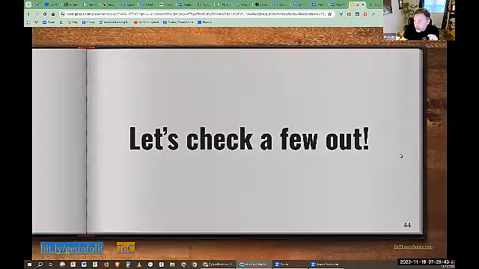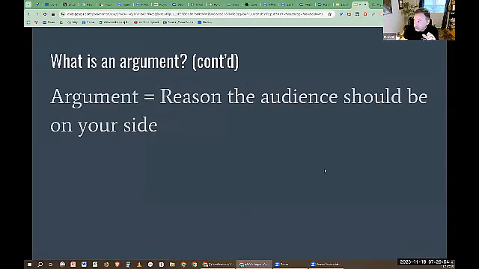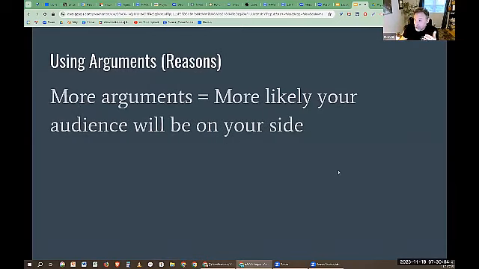So let's check out a couple of lessons here real quick. So this is from lesson 5. And it's logos, the logical arguments, not logos like the things on your TV or on your car or whatever, not like your sport logos. So we had already talked about in previous lessons what arguments are. So this is just a quick reminder.